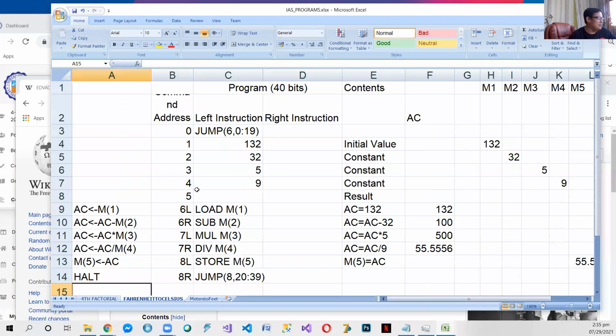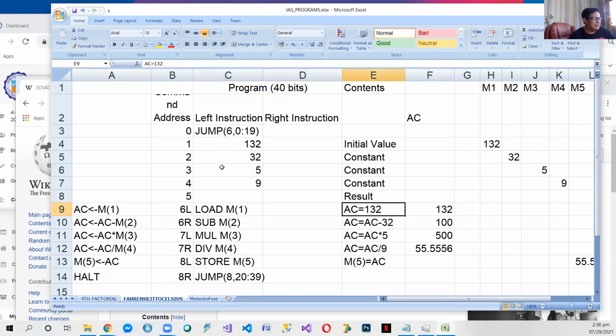Fahrenheit to Celsius, let's do this quickly. Jump 6, 0 to 19. Why 6? Because we have 5 variables. The first variable is the variable we convert. We have a constant 32, a constant 5, and a constant 9. And the result we store in M5.